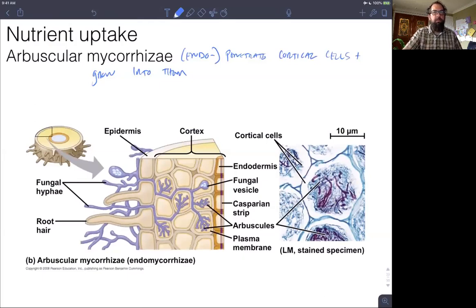So this mycorrhizal relationship is very important, and you can think of this as extending the root system of these plants. We'll see in a little bit that this mycorrhizal association can actually get exploited by other plants, and we'll show you that in examples of some parasitic plants.